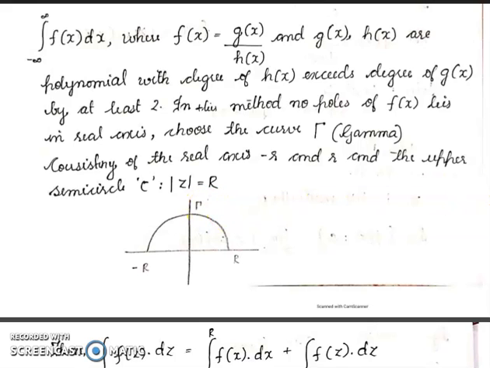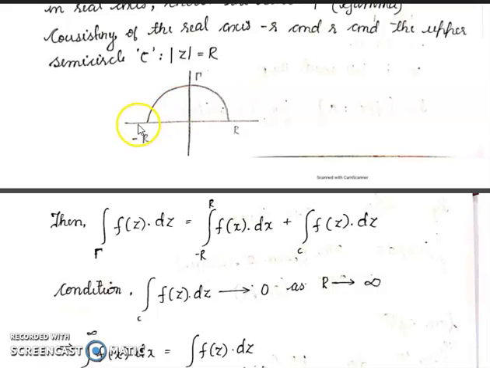In the previous method C is a unit circle, but here it is a semicircle with a radius. That means it extends from minus r to plus r, and this semicircle is taken as gamma. This much is the contour, and now the integral over gamma of f of z dz.